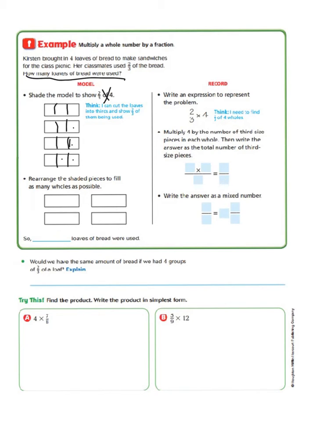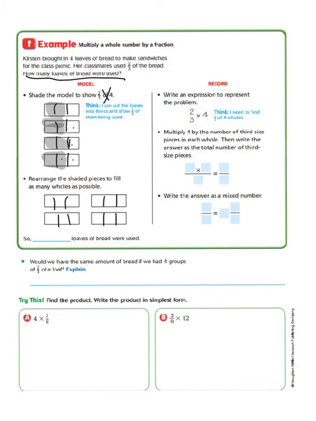So the next part we need to do, we need to show the 2/3. So since our numerator is 2, we need to shade 2 pieces for each of those loaves of bread. So let's go ahead and do that now. Now you can see that we have 2 pieces out of the 3 shaded for each of the 4 loaves of bread. So the next thing it says is to rearrange the shaded pieces to fill as many holes as possible. Well, in order to do this, again, we're going to have to divide each of these 4 loaves into 3 pieces. So let's go ahead and do that now.